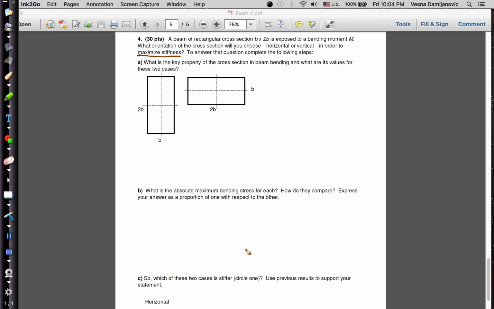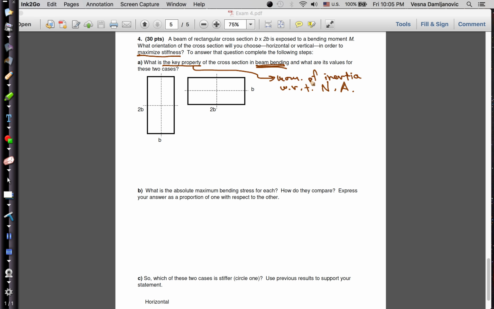But let's see. So what is the key property of the cross-section in beam bending? The key property of cross-section could be the area. Unfortunately, in beam bending, area doesn't play a role. What plays a role, the key property, is the moment of inertia of the cross-section with respect to the neutral axis.